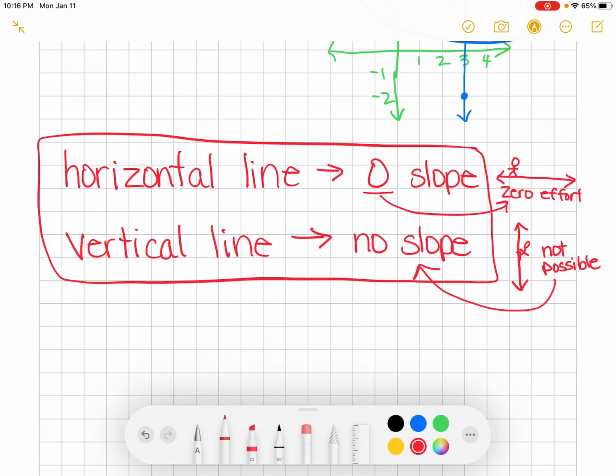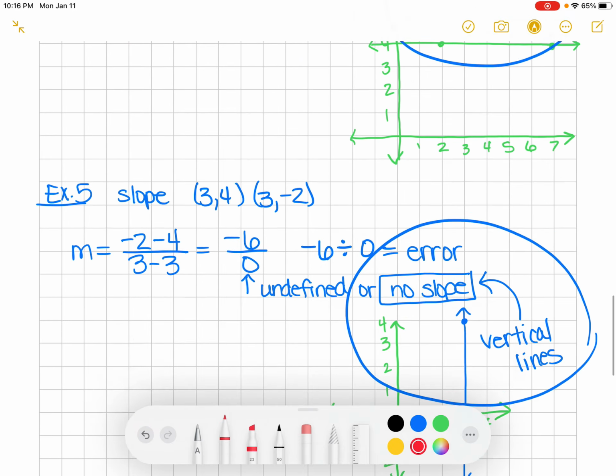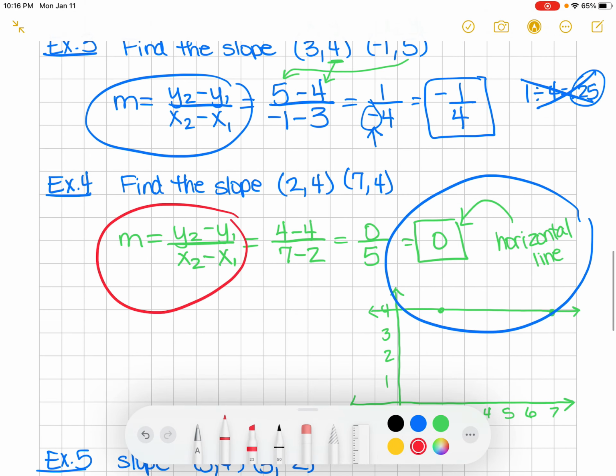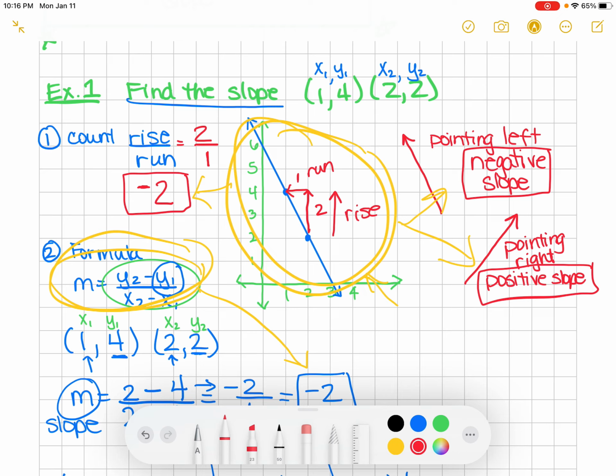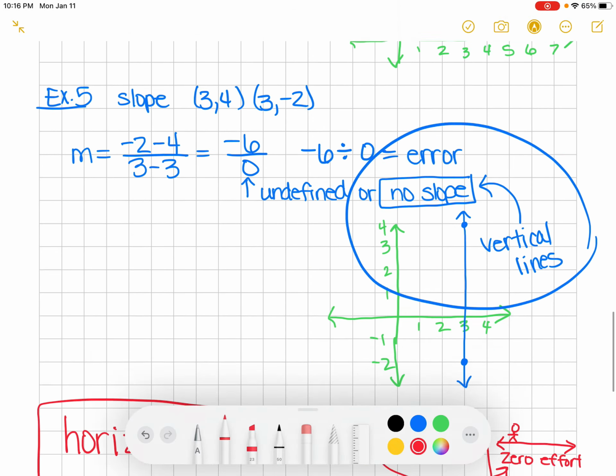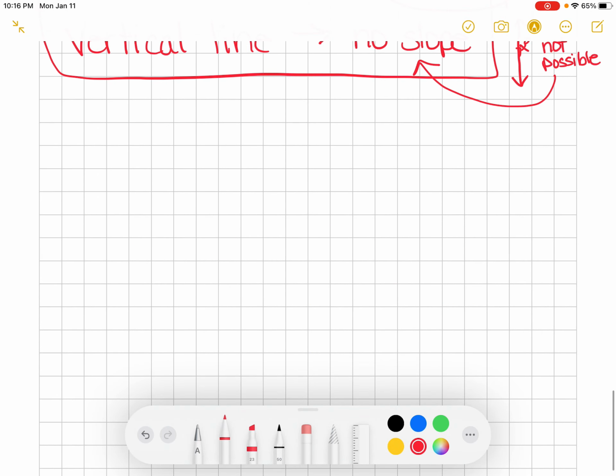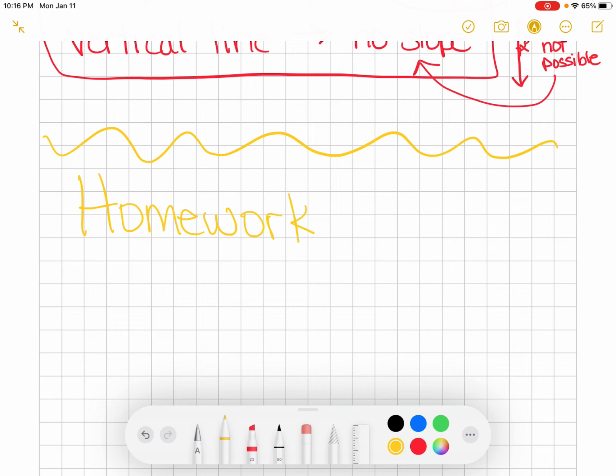On your homework, you're going to be doing some where you use the formula, like here. And then you're going to be doing some where you count. So you're counting up and down, and make sure you get your negatives and positives. And one more thing before we leave: when you are doing your homework, you need to be checking in the back of the book. So homework, check back of book with answers.